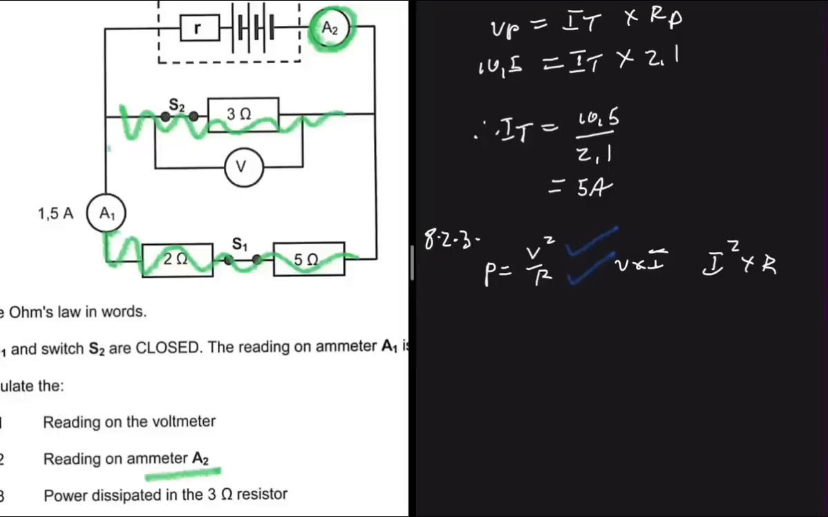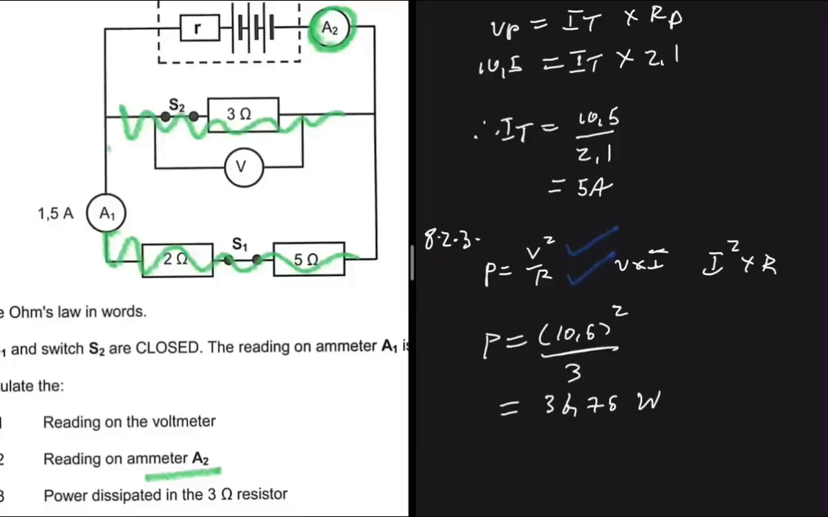So we're gonna have P being equals to, what is the voltage? 10.5. And then we square that divided by the resistance, which is 3 ohms. Right. So now it's just a matter of putting that in your calculator. And then when I do that, what I'm getting is 36.75. So I have 36.75 watts.